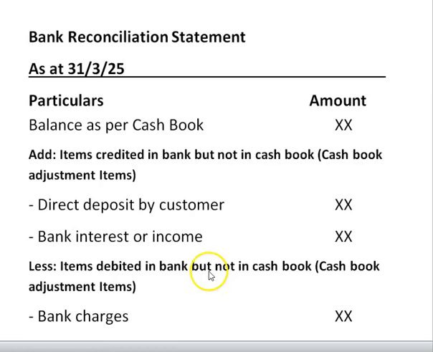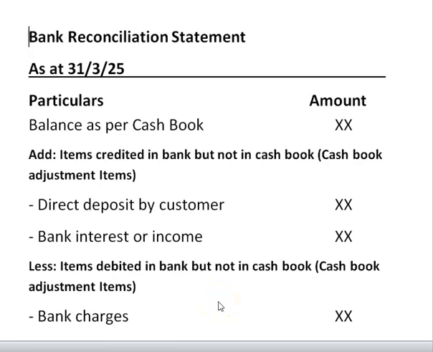Okay, then having done that, having added all that is supposed to be in the cash book but not in the cash book that are in the bank statement, that is all the inflows that you did not capture in the cash book, add them here. These two are just examples. Having added them, you then list items that are debited by the bank but not in the cash book. These are also cash book adjustment items.